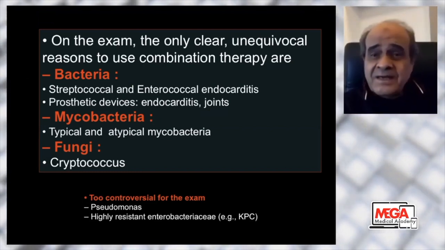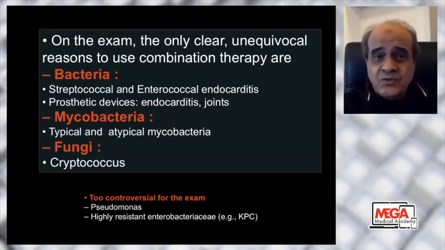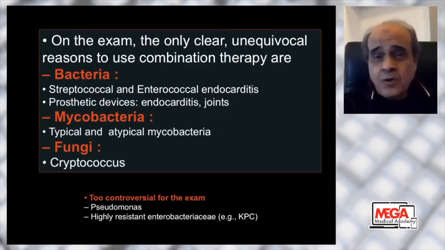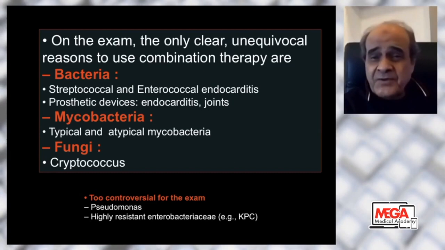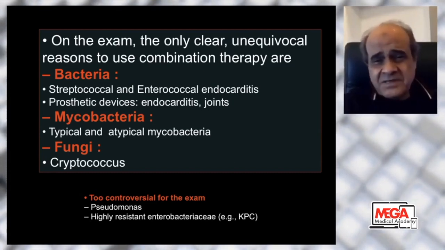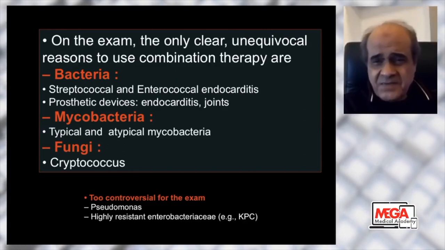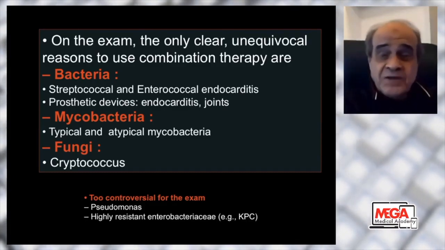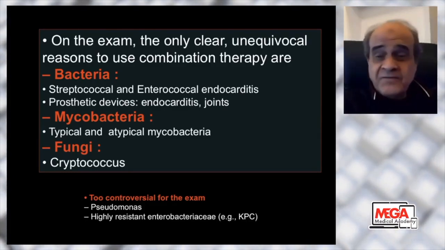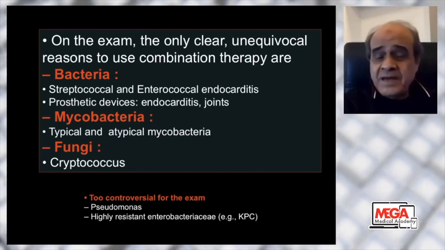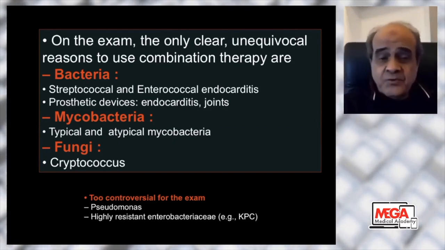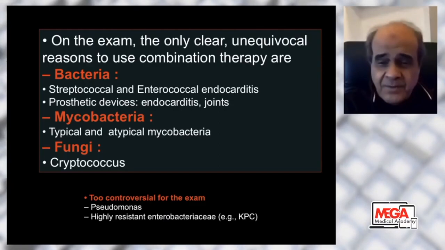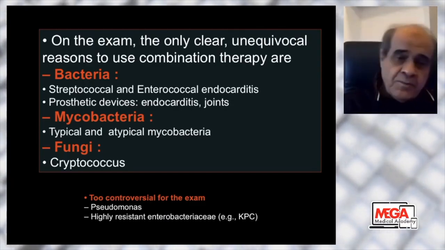On examination, these are the only clear, unequivocal reasons to use combination therapy. Some ask about combination therapy: at what time can I use combined antibiotics? You can use combined antibiotics if the bacteria is severely affecting your patient, or your patient is highly septic, like endocarditis, there is a prosthetic device, or there is joint inflammation with a device inside. Also in the presence of mycobacteria, typical and atypical, and fungi such as Cryptococcus. In such a situation, and also in empirical antibiotic orders, we can use combined antibiotics.